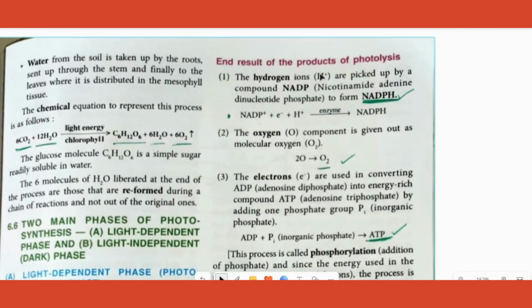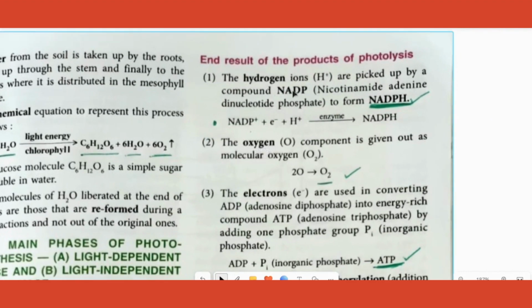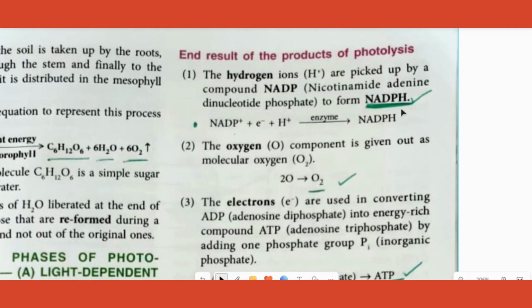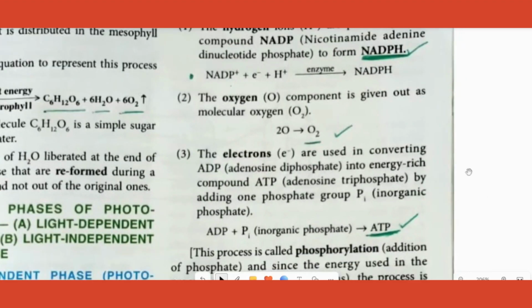One is hydrogen ion. What does it do? They are picked up by NADP. Expansion of it is asked in examination. It's an energy currency molecule. It's a high energy molecule to which hydrogen is added. It gets reduced to form NADPH. This is the energy currency. Meaning, using this, we are going to do some processes in the dark reaction. Okay, so that's one energy currency formed.